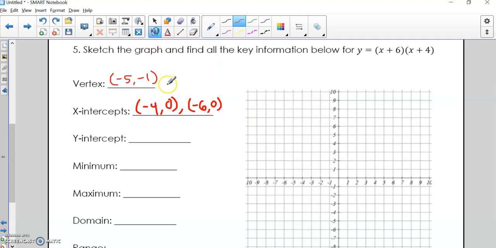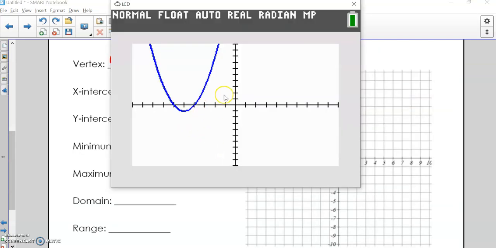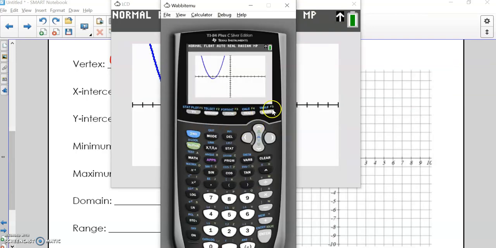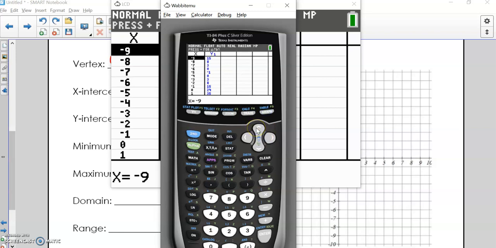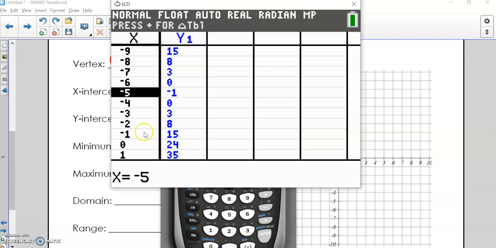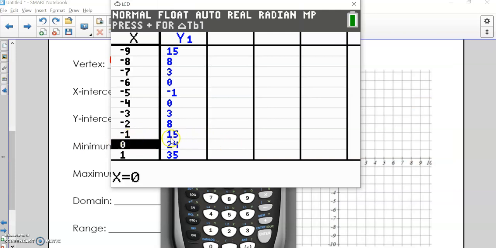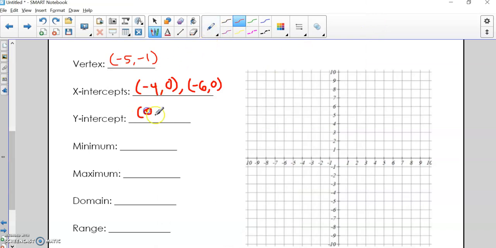All right. Next, y-intercept. So for that, we're going to need to do a little work. We want to go to our table and find out where x is going to be 0. So we're going to go down here, and if you look, we don't have to do any more scrolling. Right here, in fact, let me scroll down to it. Right here, you see that x is 0, where y is 24. So that is our y-intercept. 0, 24.